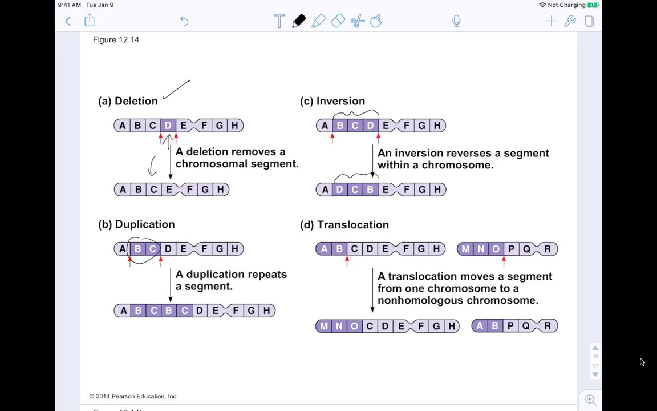Duplication, you have copied this region. So now you have 2 copies of that. Translocation is when you are essentially switching. So from here and here, we have switched these 2 sections. You're switching sections of a chromosome with another chromosome. Okay, so that's why your results look as they do here.